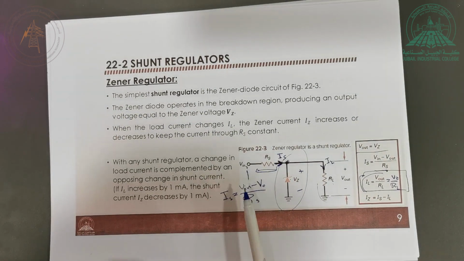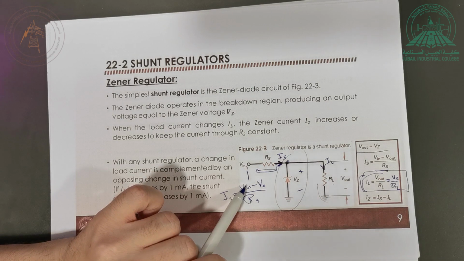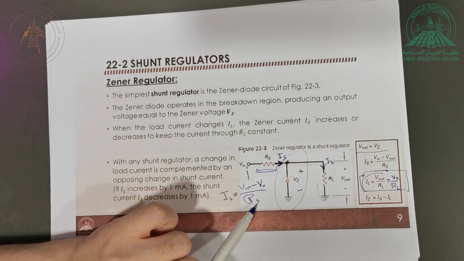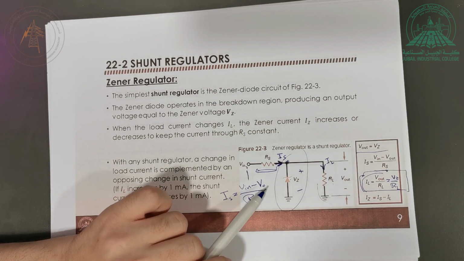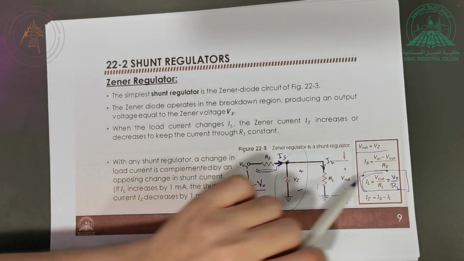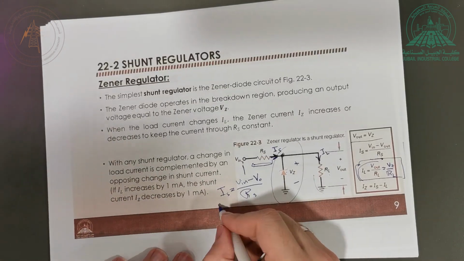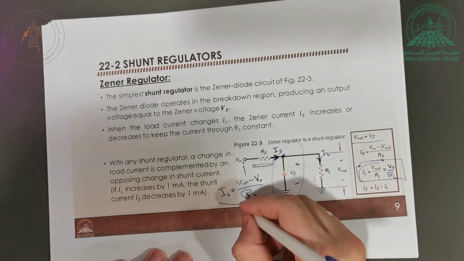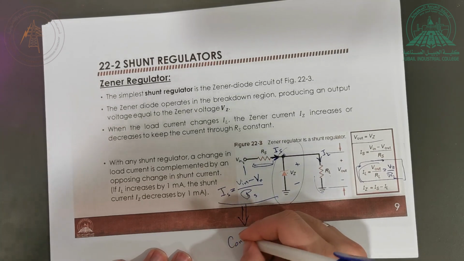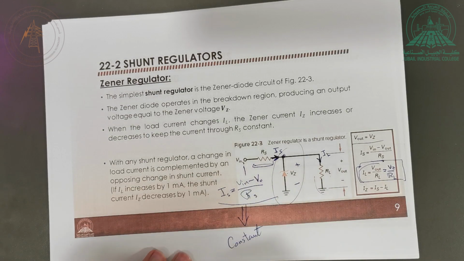What can we notice? Now Vn, it's constant. RS obviously is constant. Is V out constant? Yes, it is constant because of the VZ, because of the Zener. Now what can we say about this IS? IS will always also be constant. And this is actually a property. This is a feature of shunt regulators.